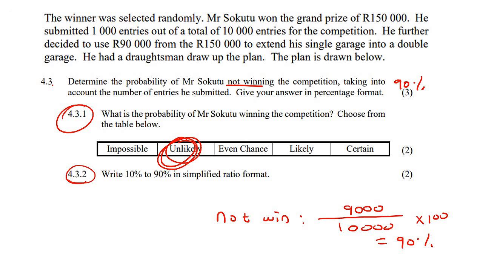Okay, then this question says, write 10% to 90% in simplified ratio format. Okay, so 10% to 90%. Because they both have a percentage, you can ignore that. Now, the number 10 can go into both of these. So I'm going to divide this side by 10, and I'm also going to divide this side by 10, and you're going to end up with 1 to 9.